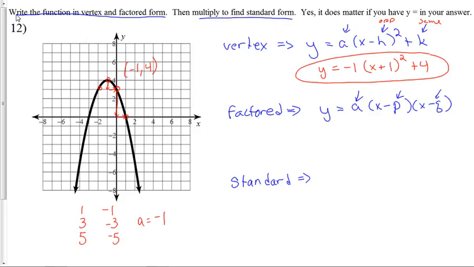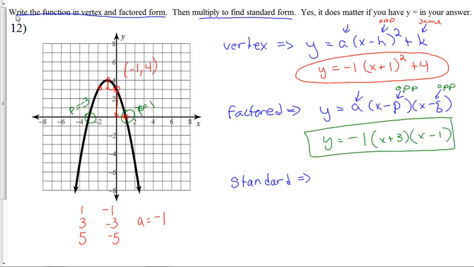Factored form, we need to look at the x-intercepts. So here's an x-intercept, here's an x-intercept. And remember now these are opposite. So -1 is A. And then let's see, this is p equals 1 and p equals -3. So let's start with -3. Remember it's opposite, so it'd be x plus 3. And then +1, opposite, x minus 1. There's your factored form.